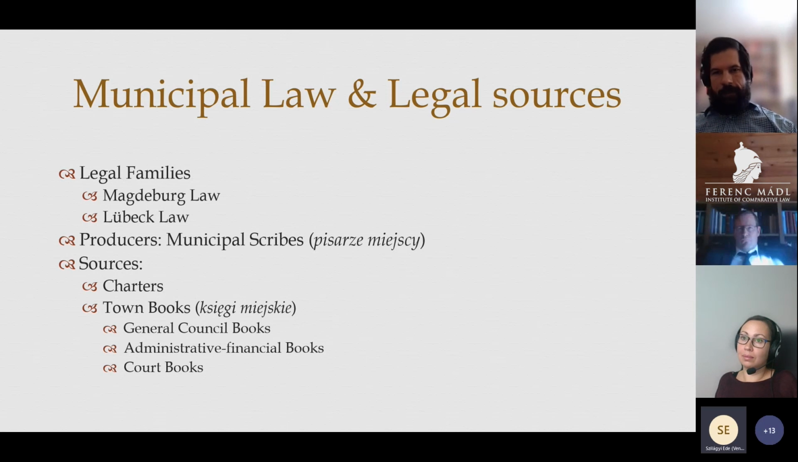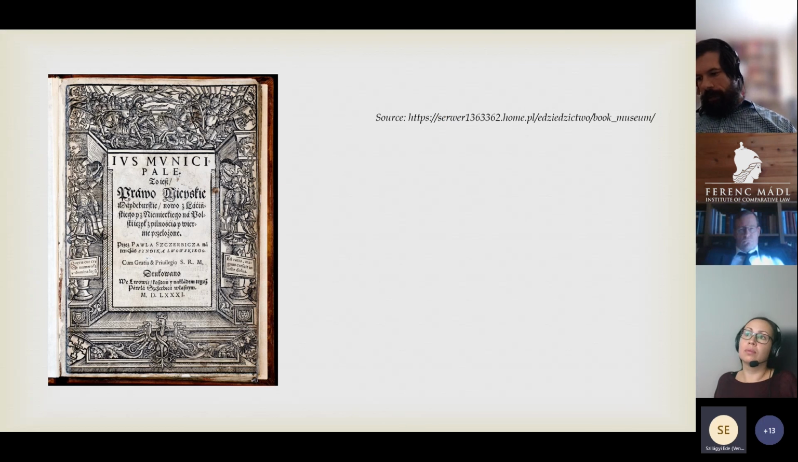Following the typology of Janusz Tandecki, we can distinguish town books in Poland in the following categories. First, general council books. Second, administrative financial books. And third, court books. In addition to them, there were other juristic documents collected in town chanceries, for example, manuals of officials in which legal norms, court regulations, and privileges were recorded, or there were also statutes of town councils, so-called wilkierze. A famous Polish edition of Magdeburg Law is Jus Municipale by Paweł Szczerbic of Lwów, the picture of which concludes our presentation. Thank you for your attention.